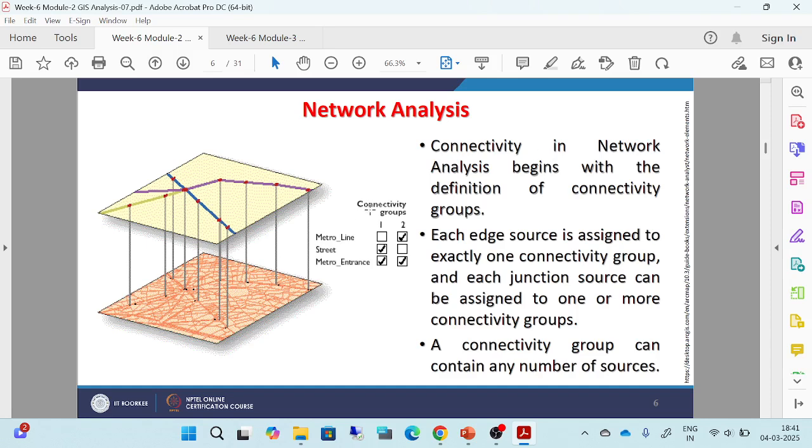So here, if you see, you have a metro line that is present. Here they have represented the metro line, street, and the metro entrance. Different colored lines are here. The streets and the entrance, all those things have been marked here.